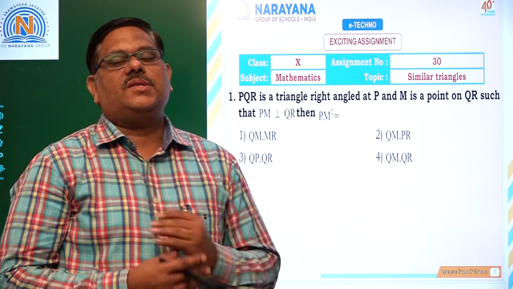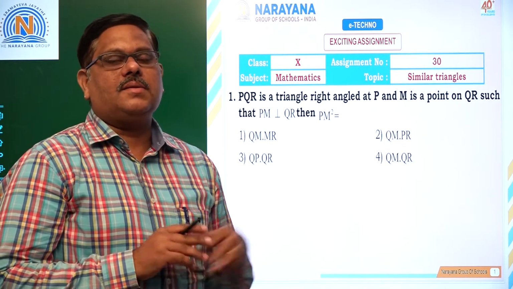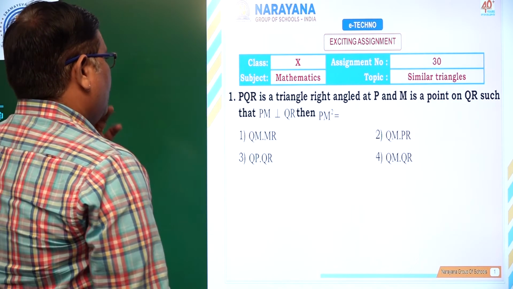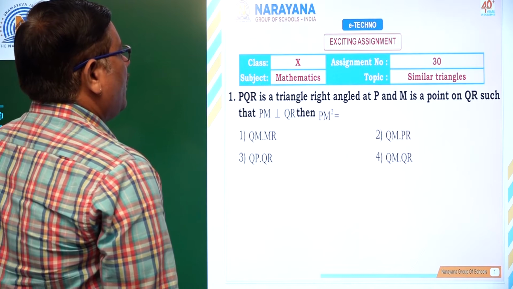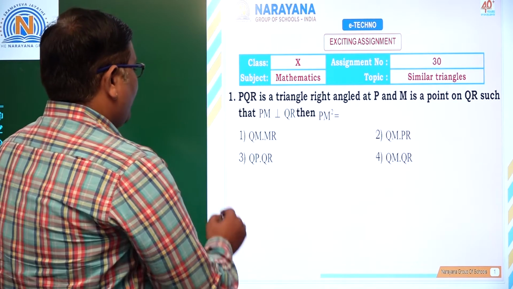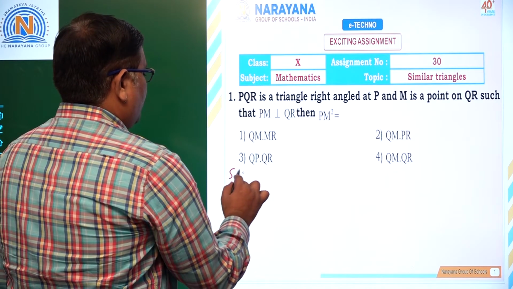Today for class 10 students, we are going to discuss assignment number 30 on similar triangles. Let us start with the first question. PQR is a right angle at P and M is a point on QR such that PM is perpendicular to QR, then PM square is equal to. Okay? So let us take the solution.